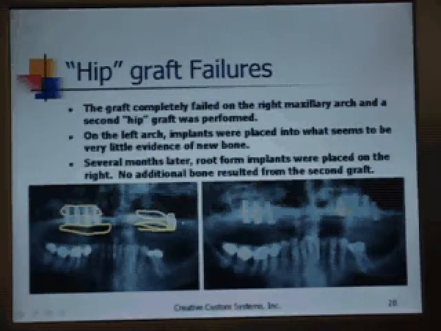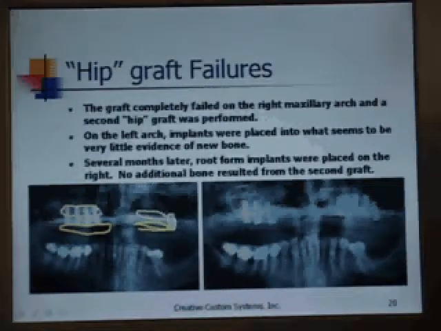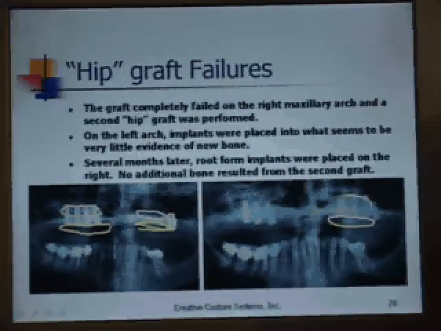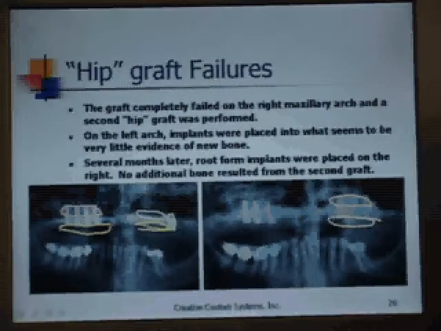So the surgeon added more bone to this area, and then this x-ray over here represents implants placed into the bone, and you see the second hip graft did not take as well, and there is some hip graft here left that the surgeon placed implants, but the level here has not changed from the original surgery.